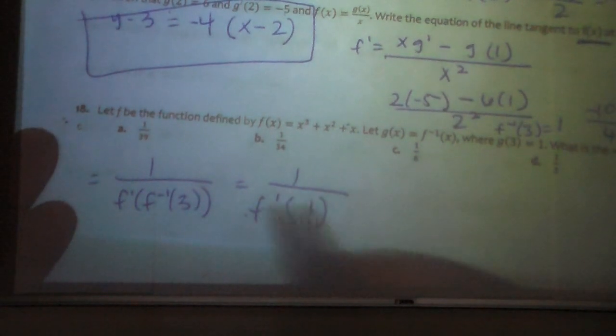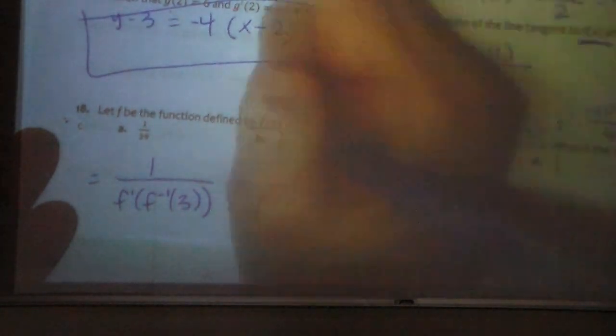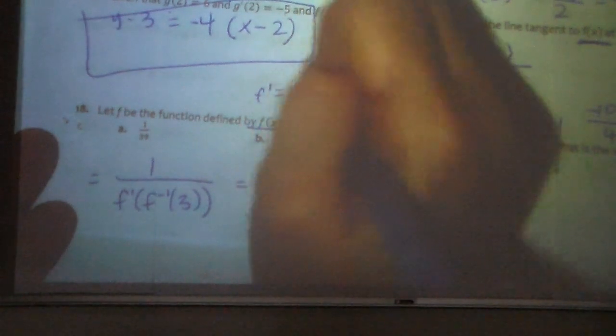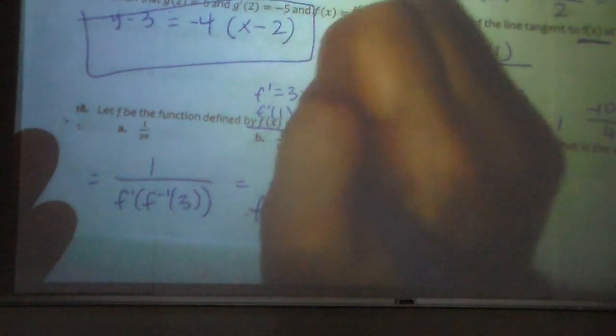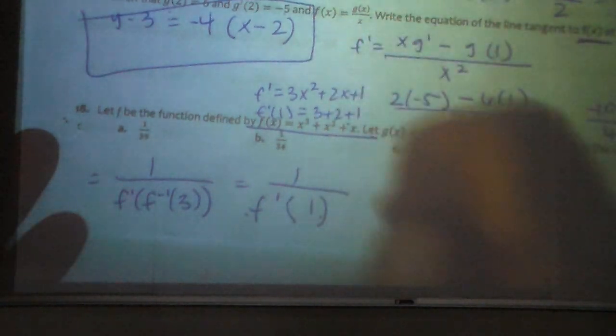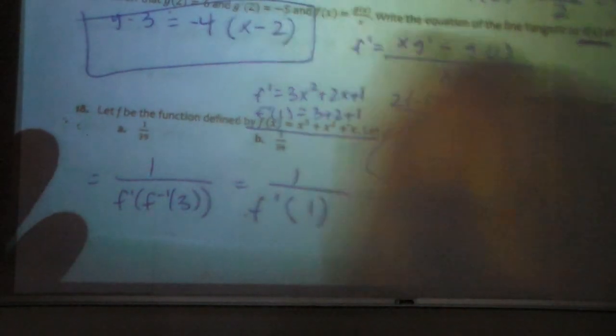Now I need to do f prime of 1. So here's my f. F prime would be 3x squared plus 2x plus 1. F prime of 1 would be 3 plus 2 plus 1, which is 6. So this is 1 over 6, so C is your answer.